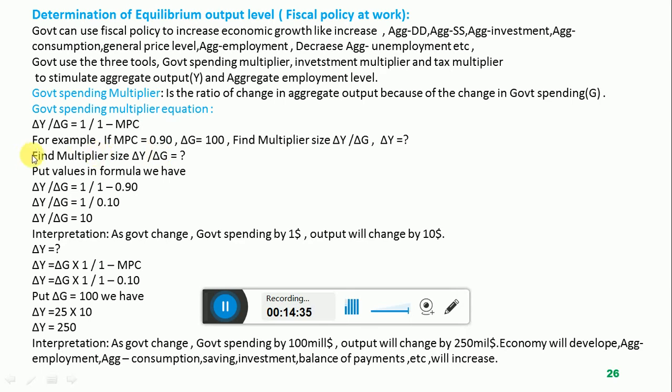So we are calculating: find the multiplier size, delta Y divided by delta G. We need the size of the multiplier, that is, how much GDP will change if the government spending changes by $1. This is called size.